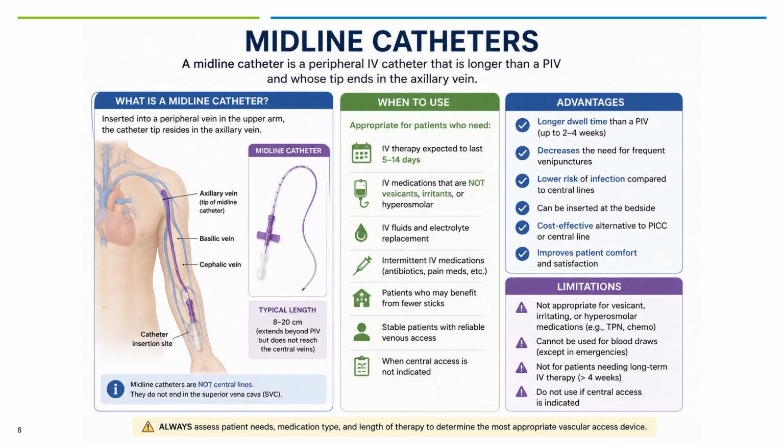There are some important limitations. A midline should not be used if the patient needs therapy longer than 4 weeks or requires central venous pressure monitoring. Also, it should not be used if a patient needs frequent blood sampling, unless your institution specifically allows that, or requires medications that should be administered centrally, which makes sense. In those situations, a PICC or another central venous catheter is the safer choice.